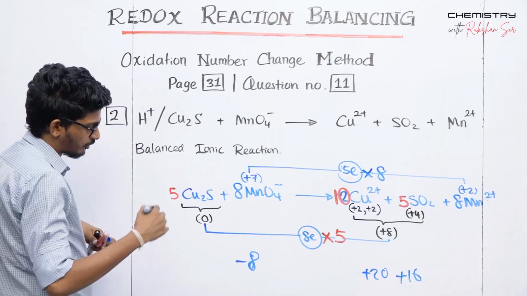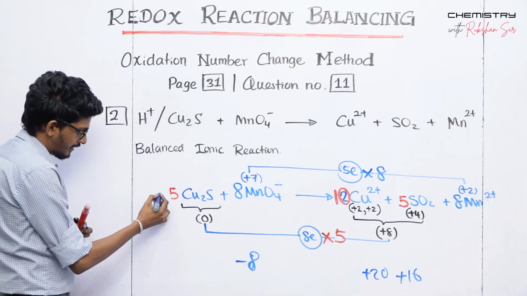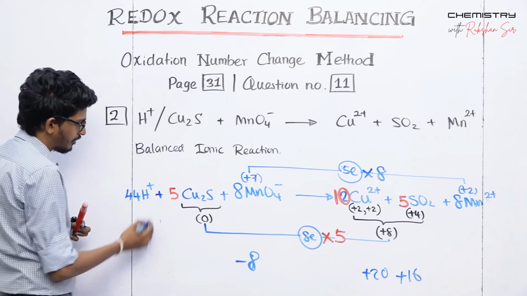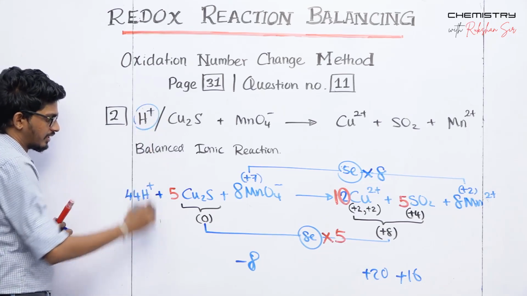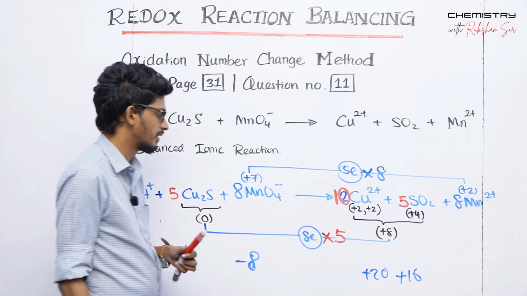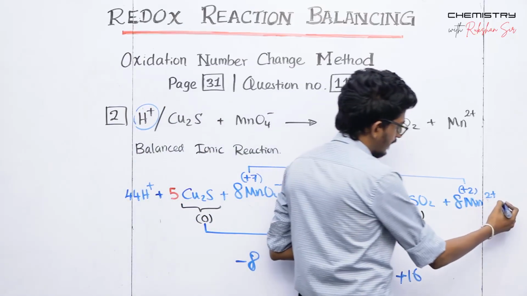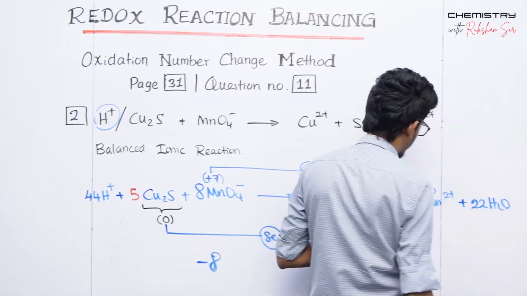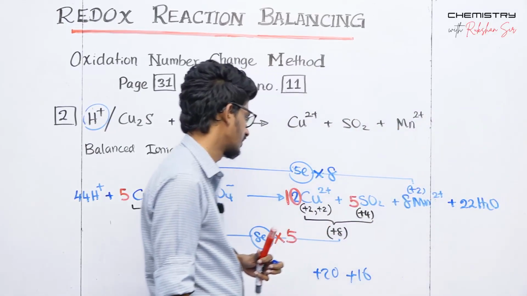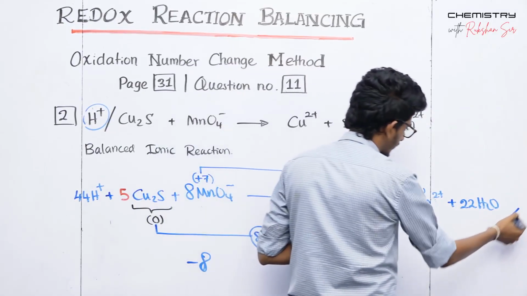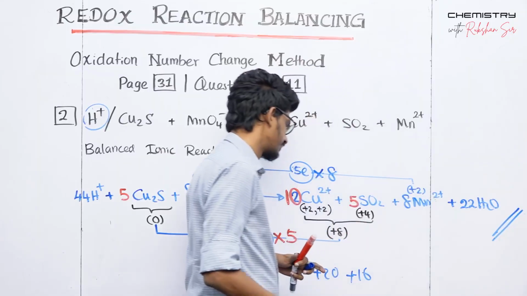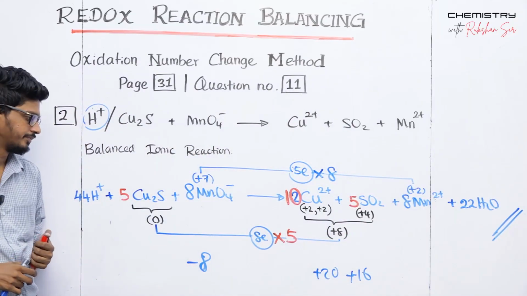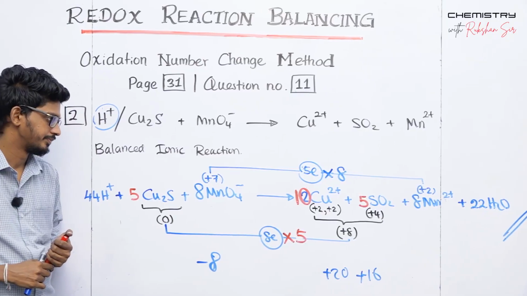Difference is 44 units. So you have to add 44 units of H pluses to the side with least positive net, as the medium is acidic, right? So you will come up with 22 H2Os to this side to provide 44 hydrogens, right now. So that is how you're supposed to balance this equation, right now. Okay, that is clear.